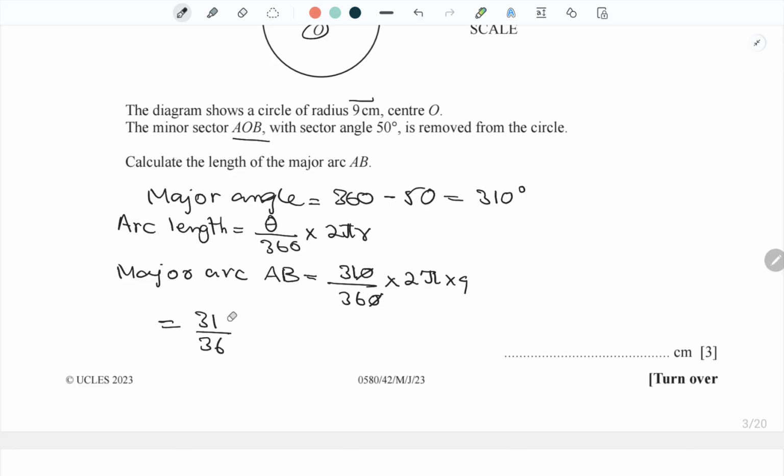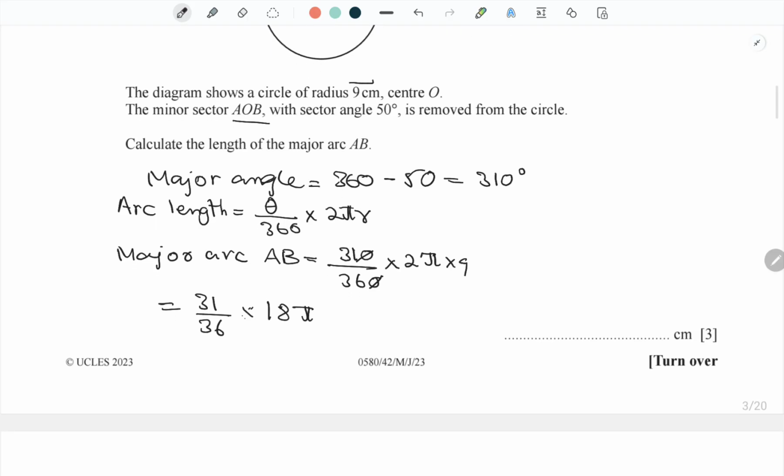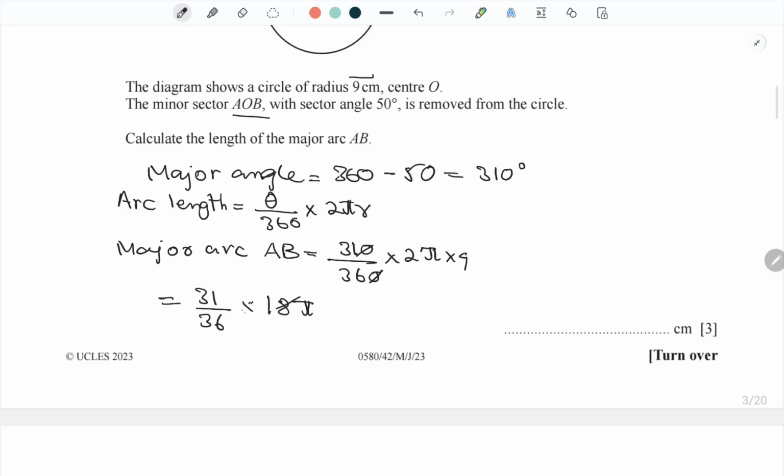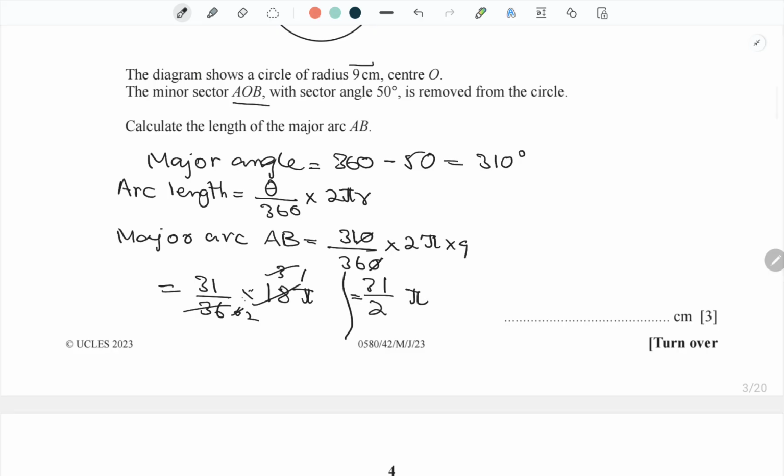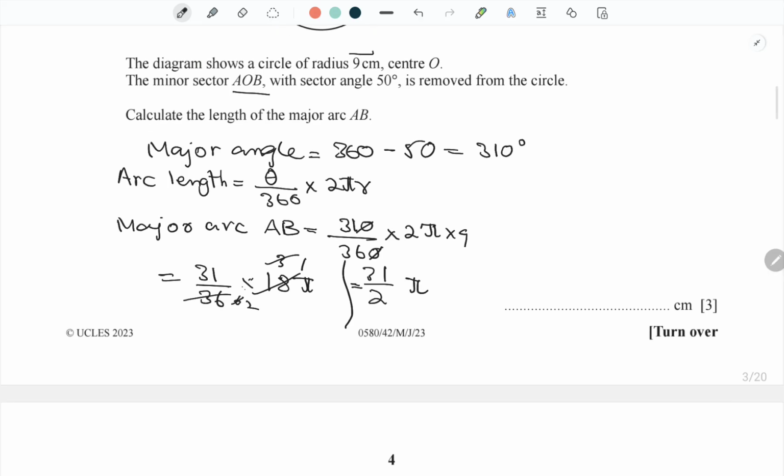times 2 times 9, that should be 2 times 9, 18, pi, right? Now we simplify this one, so 6 times 3 is 18, and 6 times 6 is 36, right? And 3 times 1 and 3 times 2. So the next step we have 31 over 2 pi. Now 31 over 2 means 15.5, and we multiply it by the pi value.